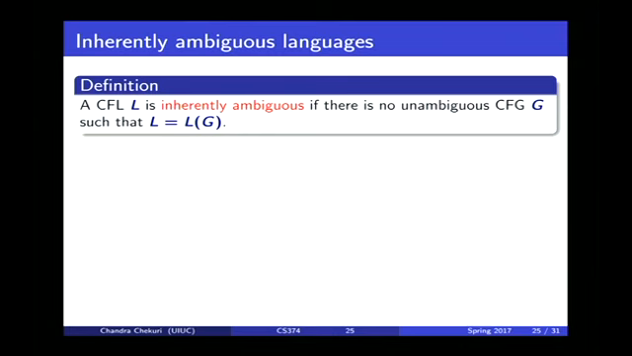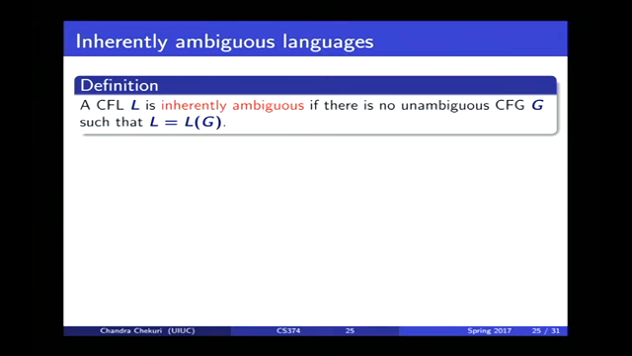Then you're stuck, right? So it just says that, in the context of programming languages, we would like unambiguous grammars. But sometimes, if your language is too rich, we cannot make an unambiguous grammar. So then we say it's inherently ambiguous. Remember, inherently ambiguous is about a language, not about a grammar. For a language, you can have an ambiguous grammar and an unambiguous grammar. But the language is inherently ambiguous if there is no unambiguous grammar which generates it.